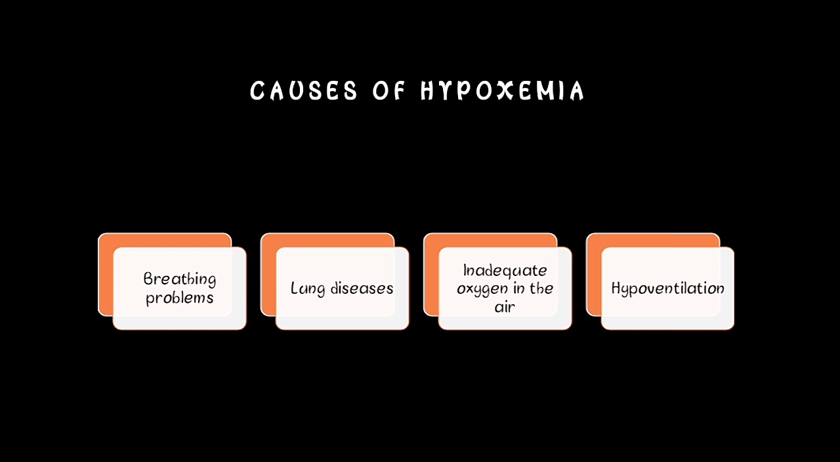To put it simply, hypoxemia can occur due to breathing problems, lung diseases, inadequate oxygen in the air, and hypoventilation. Breathing problems, for example, during an asthma attack, where airways narrow and restrict oxygen intake. Lung diseases like pneumonia or pulmonary embolism, which block the exchange of oxygen in the lungs. Inadequate oxygen in the air, like in high altitude environments. Hypoventilation, that is breathing too slowly or shallowly, which doesn't bring enough oxygen into the lungs.